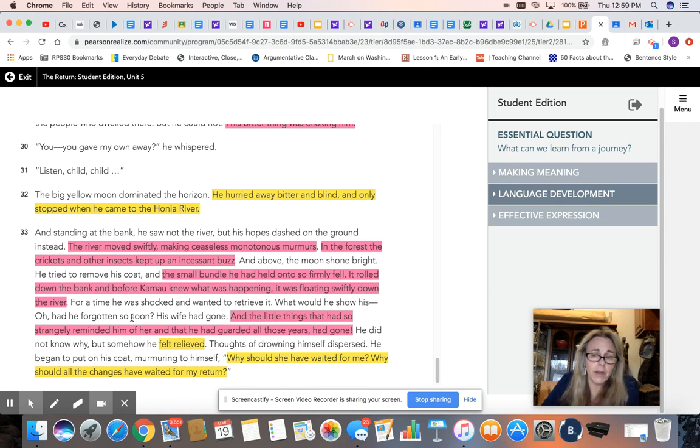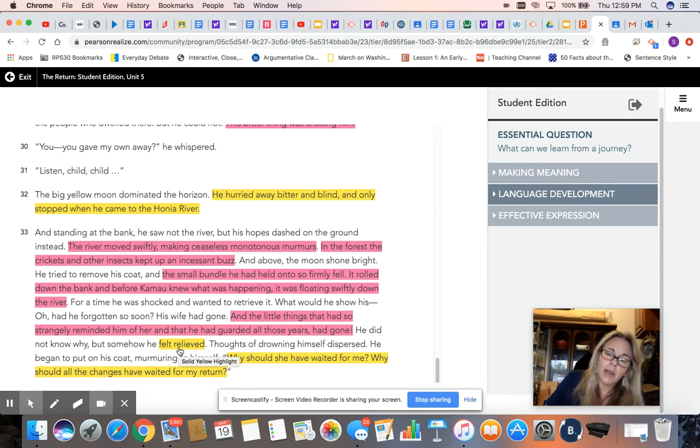And the little things that had so strangely reminded him of her and that he had guarded all those years had gone. But guys, do you kind of think that maybe they served their purpose? Like they got him through the detention camp, and maybe that was why they were there. Maybe that was the purpose of those memories. Maybe that was her purpose, to keep him alive. He did not know why, but he somehow felt relieved. Again, losing that bag to the river was probably like letting go.